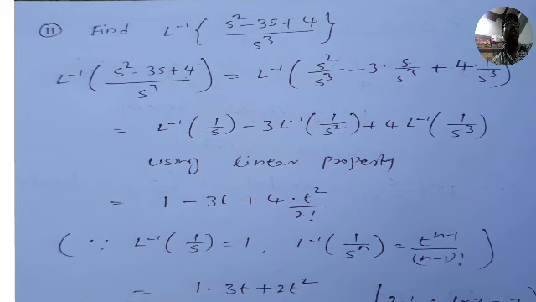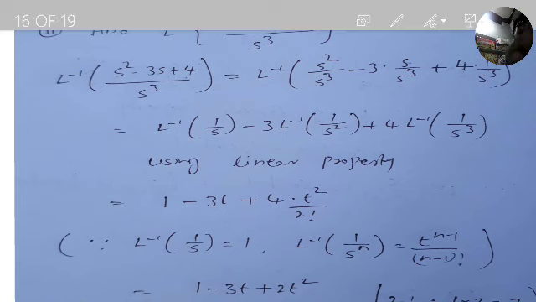Yes, that's it. First of all, divide every term by s cube. That's well done. Yes, that's it, guys. So L inverse of s square by s cube minus 3 into s by s cube plus 4 into 1 by s cube. After simplification, what will we get? L inverse of 1 by s minus 3 constant, by linear property, minus 3 constant outside L inverse of 1 by s square plus 4 constant outside L inverse of 1 by s cube.